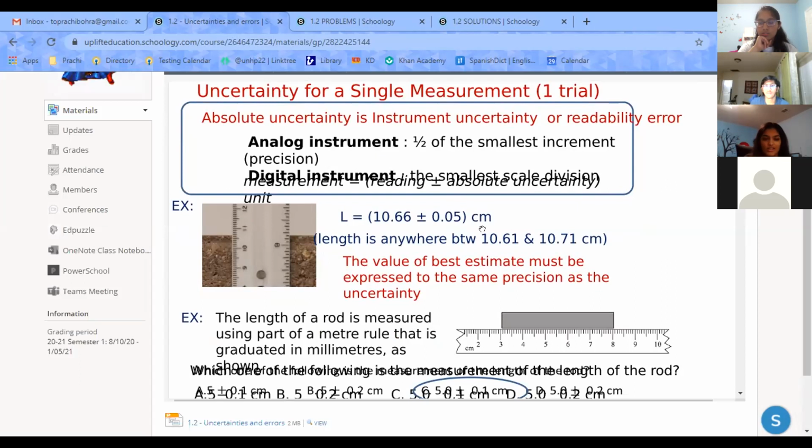I don't think you can find the instrument uncertainty from the absolute uncertainty. You have to look at the instrument. Like if you look at this ruler that's here, it measures to what, 1 millimeter, I think. So you would do 0.5 millimeters for this. That would be the instrument uncertainty.